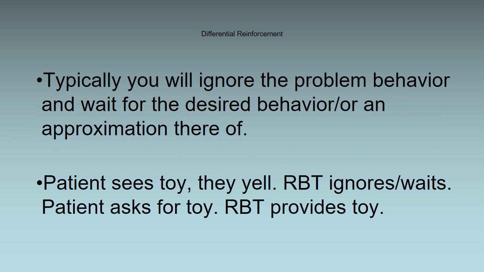In differential reinforcement, typically you're going to ignore that problem behavior and wait for the desired behavior or an approximation thereof. So in that previous example, we might do this. The patient sees toy, they yell, the RBT ignores or waits, the patient asks for toy, and the RBT provides toy. Eventually, over time, if we don't allow the yelling to pay off, they will start to go immediately to asking appropriately. And I want to reiterate, we don't want to overly prompt.